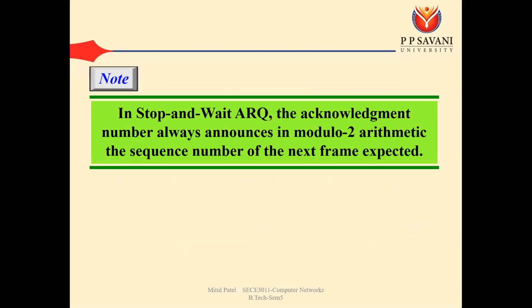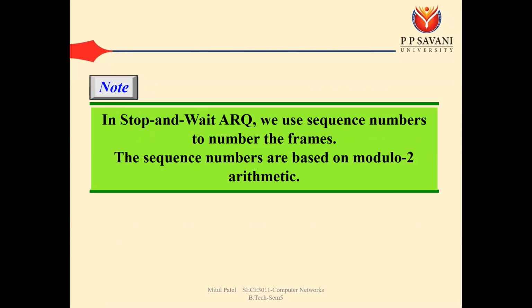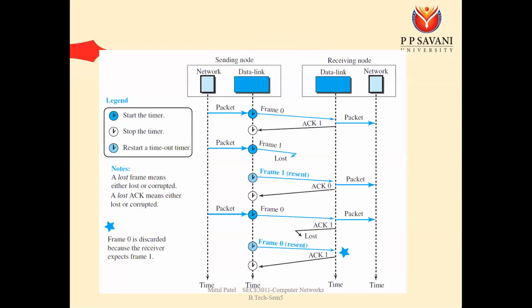And the last approach is known as piggybacking. What is the meaning of piggybacking? The two protocols we have seen, the simple protocol and stop and wait protocol, have unidirectional communication, in which communication happens from sender to receiver at a time. With piggybacking, there is bidirectional communication.